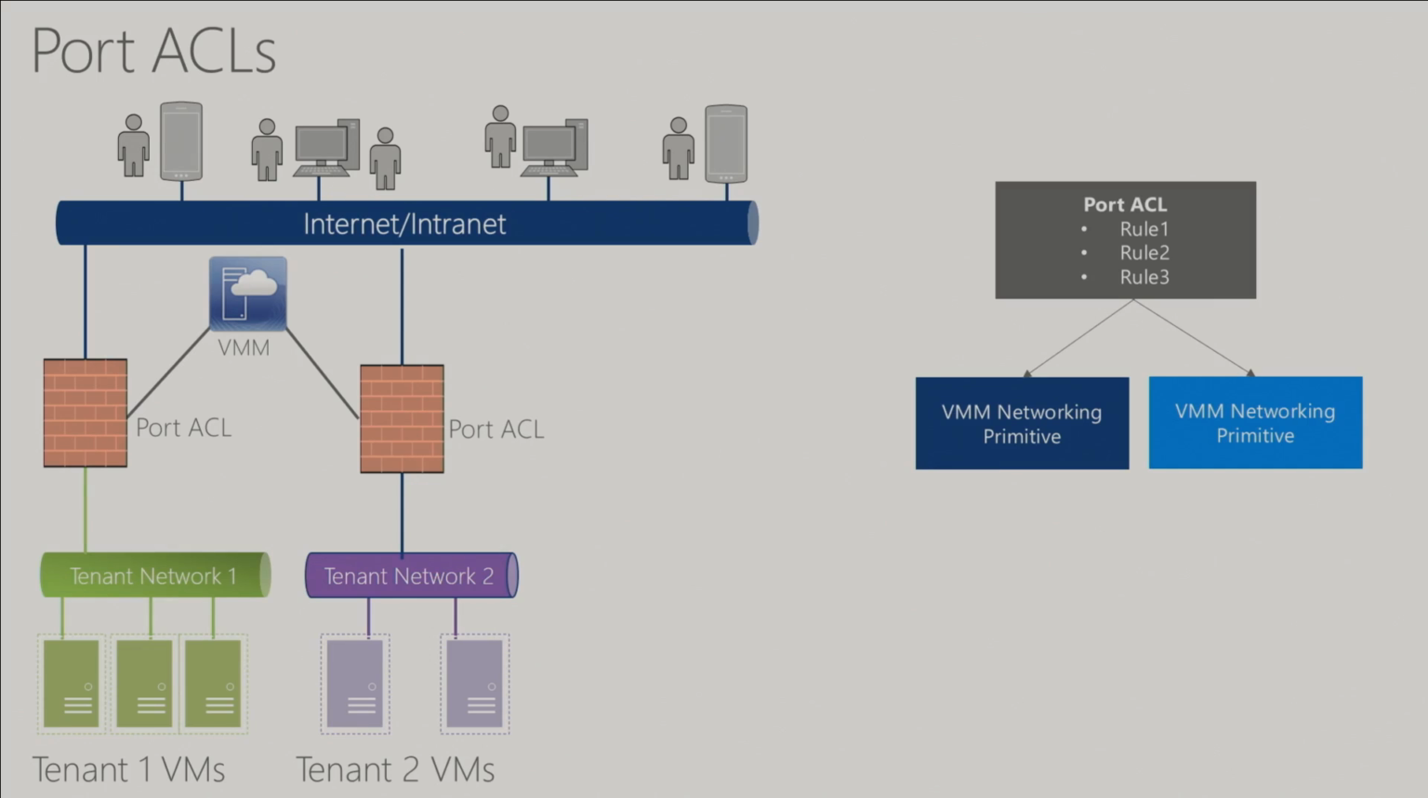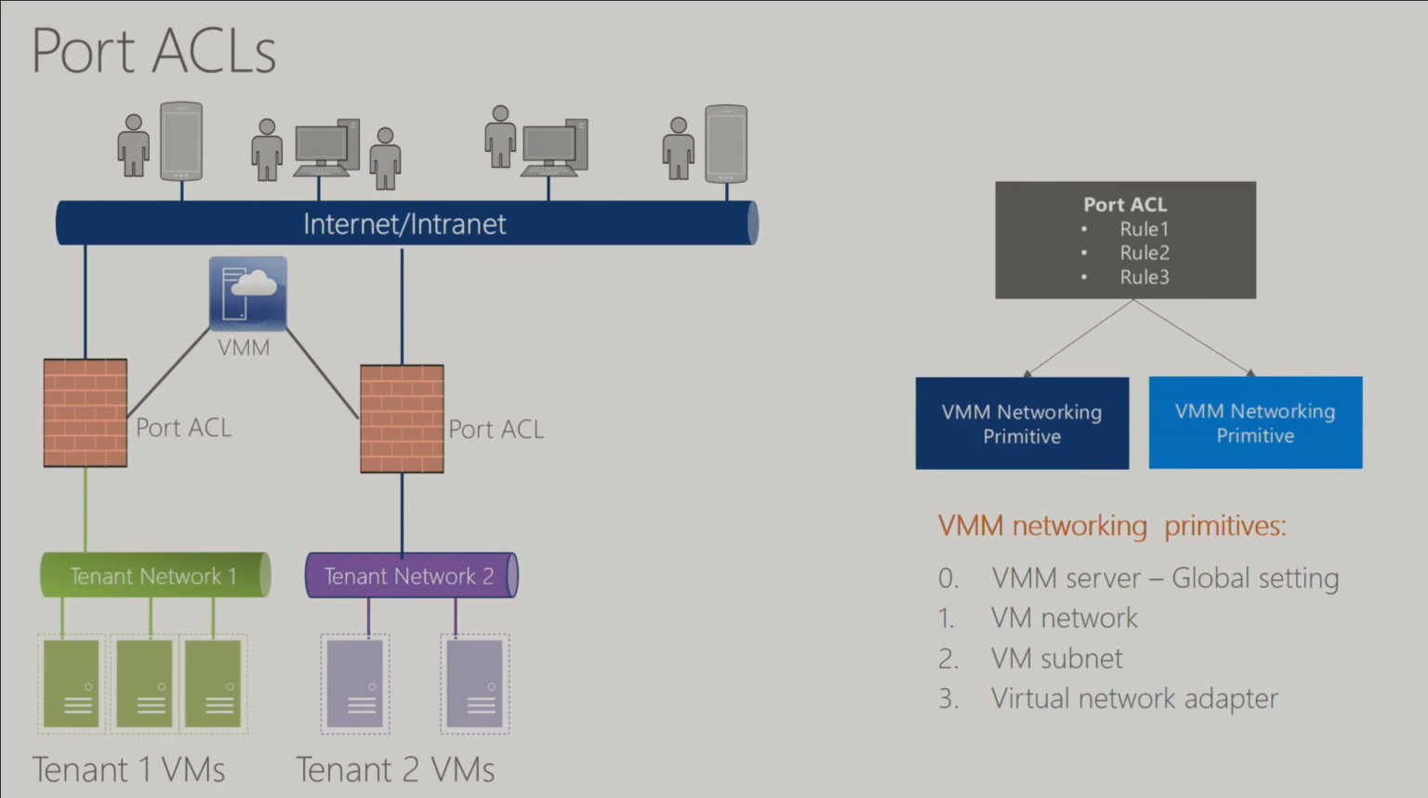In VMM, when you create a port ACL, it is a bag of rules. These rules say on which port whether to allow the traffic or not. And these port ACLs get associated with the VMM primitives. These primitives are the VMM server itself, so you can say this is my global setting for all my networking objects within VMM. Then at a network level, similarly at the subnet level, and at the virtual network adapter level. You can associate only one port ACL with, let's say, a network adapter or subnet.